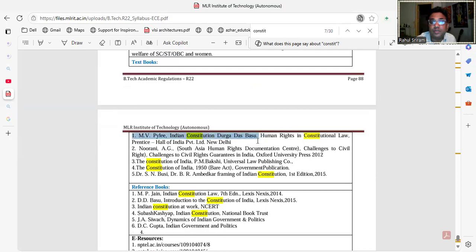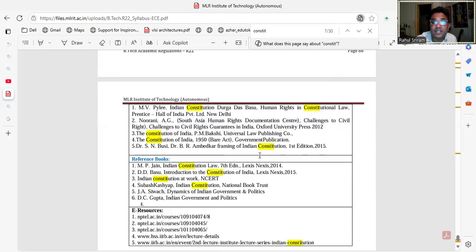Textbooks: Indian Constitution, Virga Das Vastu. Next, Noorani, A.G., South Asia Human Rights Documentation Center, Challenges to Civil Rights, Guarantees in India, Oxford University Press, 2004. The Constitution of India, P.M. Bakshi, Universal Law Publishing, and Constitution of India 1950 Act, Government Publication. Dr. S.M. Busi, Dr. B.R. Ambedkar, Framing of Indian Constitution, First Edition, 2015.